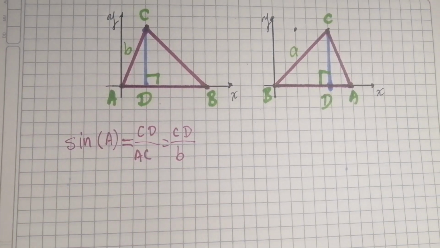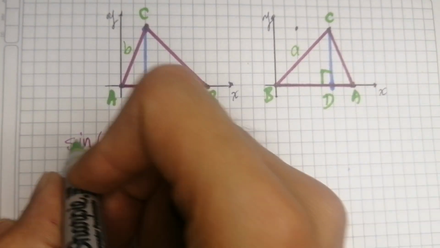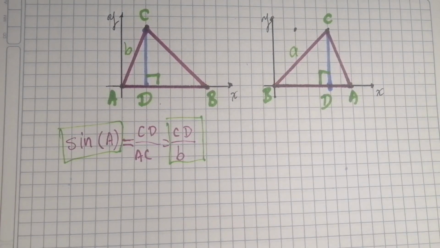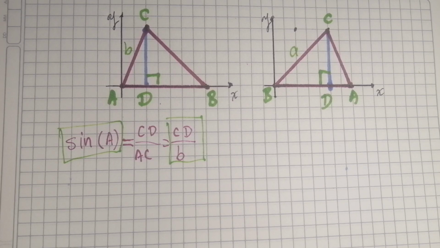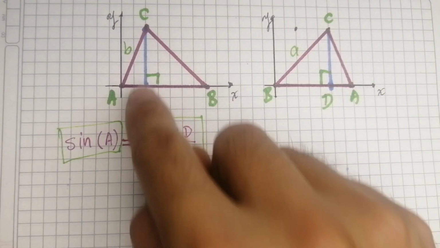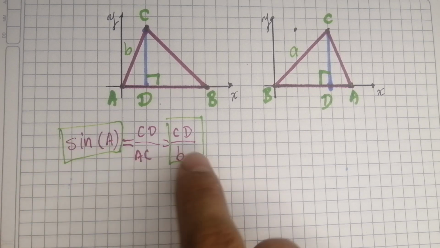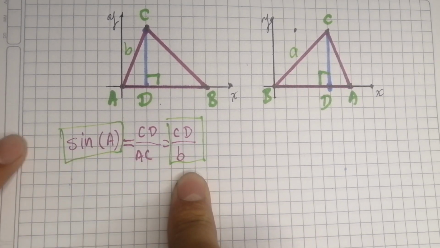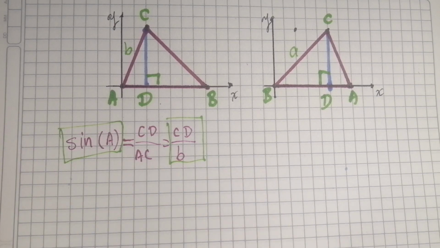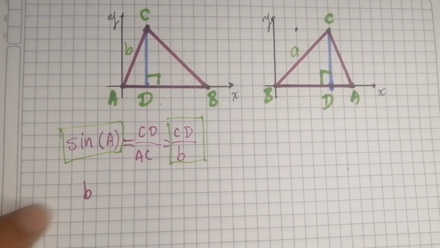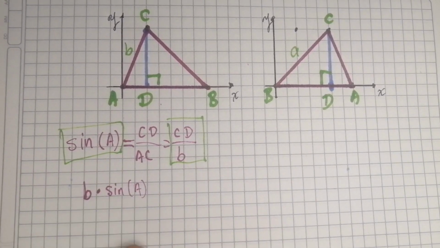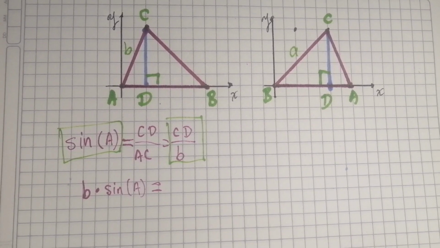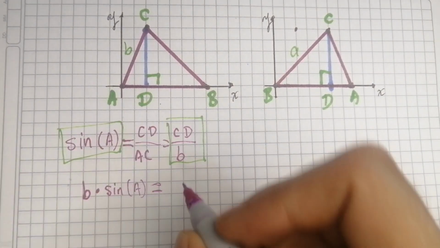Now guys, let's focus just on this term that I have here and this rational expression in that position, to create something that represents the value of CD just in terms of these two elements. If this is dividing in this position, this means that I'm going to pass it to the other position, multiplying, and I will have B times the sine of A, that is equal to what? That's right, to the length of CD.